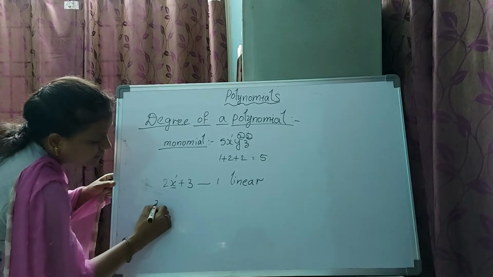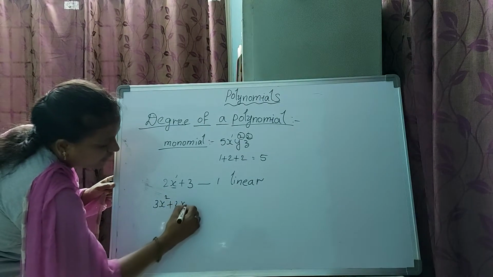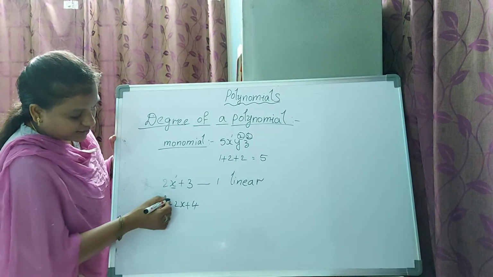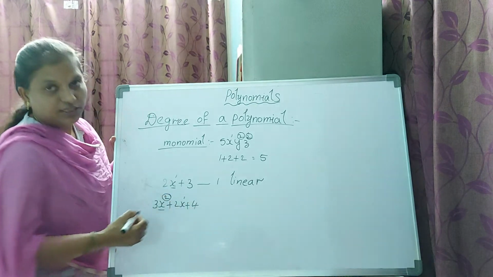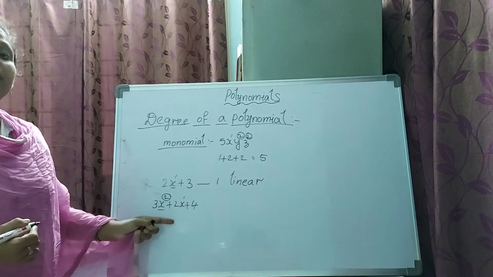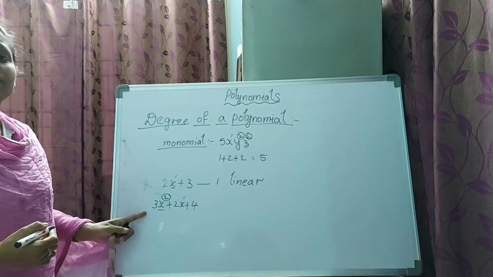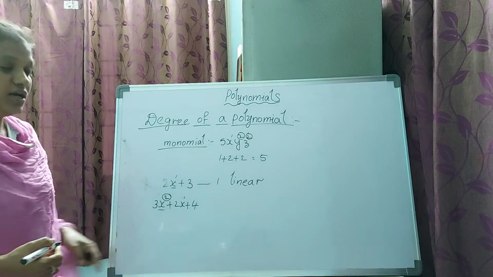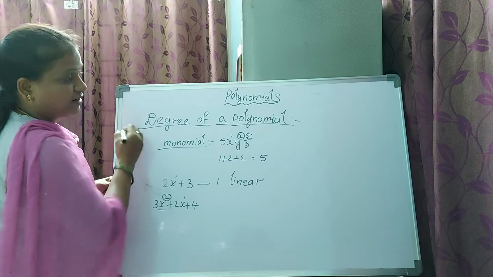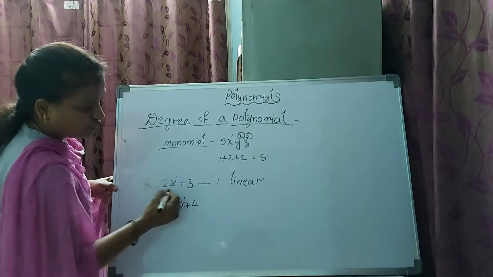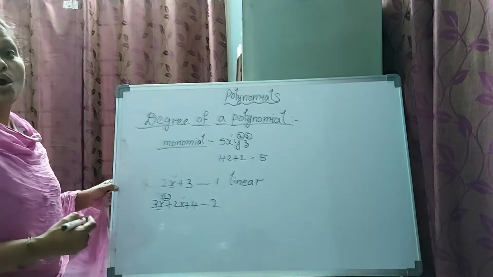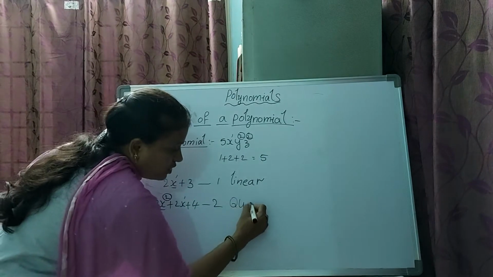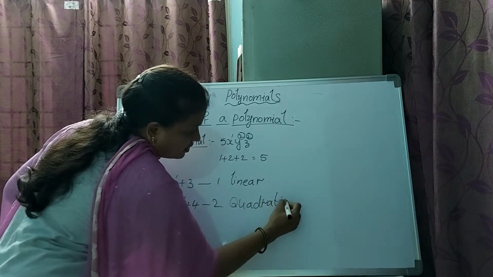Now take 3x square plus 2x plus 4. See here the degree of this polynomial. Here the degree is 2, here 1, and here there is no degree. The highest degree of any term is the degree of that particular polynomial. So the degree is 2. If the degree is 2, we call it a quadratic polynomial.